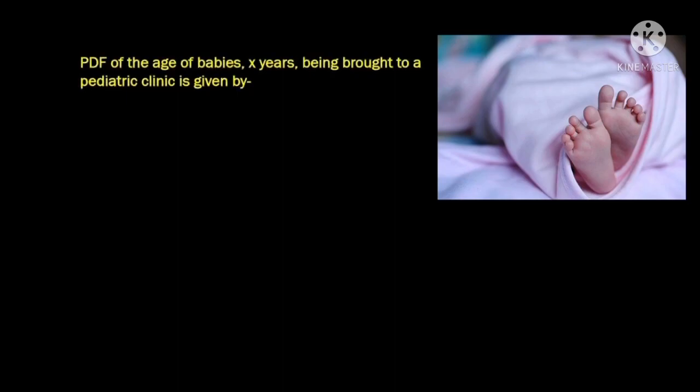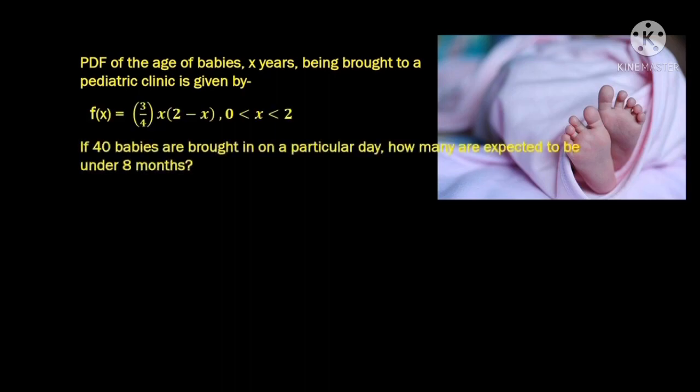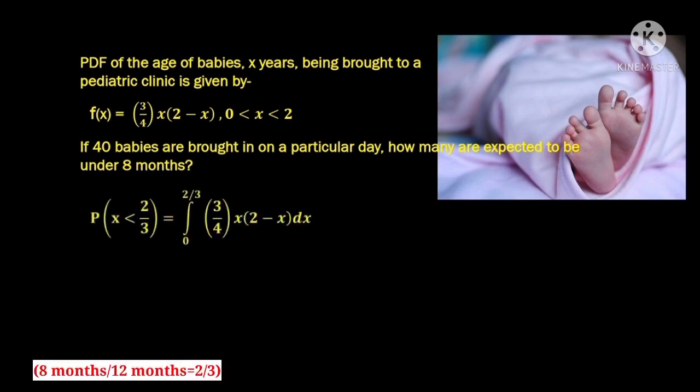So friends, let's apply this to a pediatric clinic where the probability function of age of babies is given by this equation. Now, if around 40 babies are brought on a particular day, how many can we expect to be under 8 months? So this probability can be easily found by integrating the given function from 0 to 2 by 3.